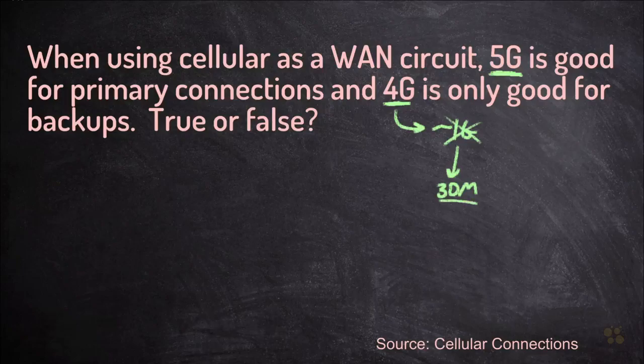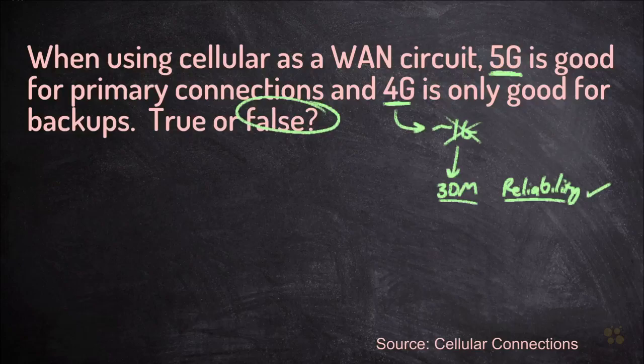But a lot of this isn't just the bandwidth, it's also the reliability. And the reliability of 4G is actually better than 5G in most places in the world today. Long story short, the answer here is false, because we can use 4G for primary connections in some cases. If the reliability of the signal is good, and if the bandwidth we're getting is sufficient, then by all rights, we can use that as our primary connections.